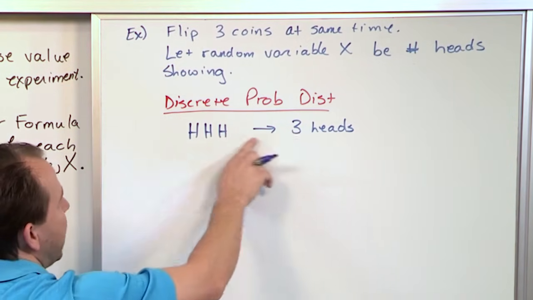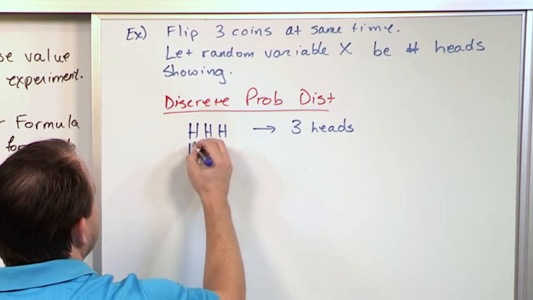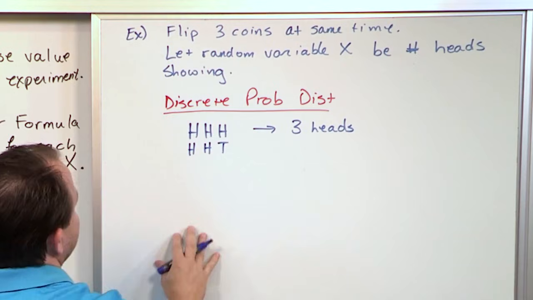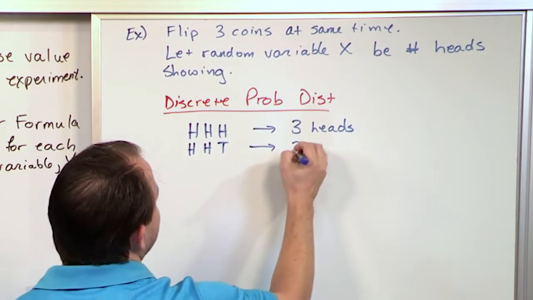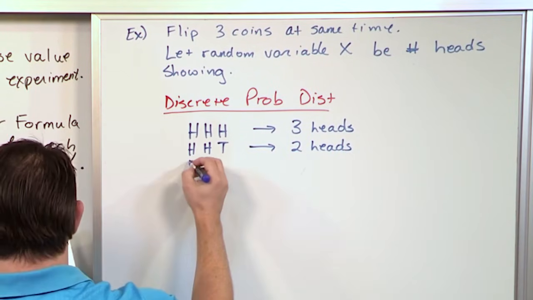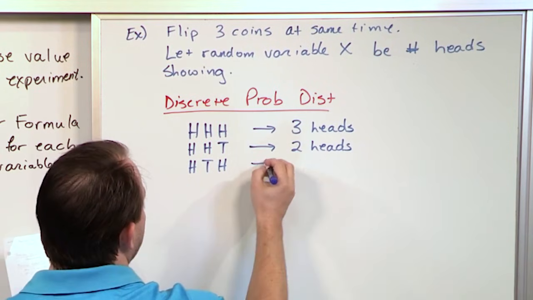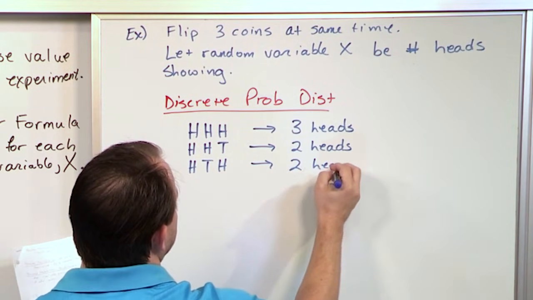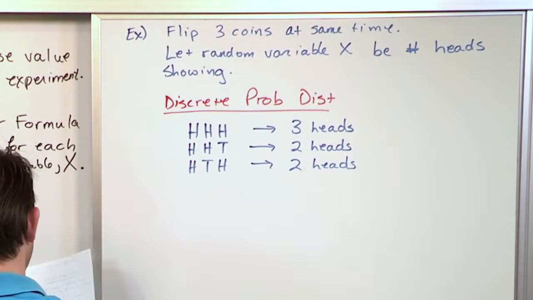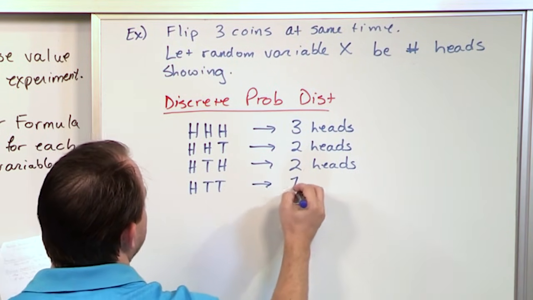So in this case, I write down, if this falls, I get 3 heads. But of course, I could have head, head, tail showing, in which case I only get 2 heads. Right? But I could also have heads, tail, heads, like this, which will also be 2 heads showing. Right? But then I can also have head, tail, tail, in which I only have 1 head showing.